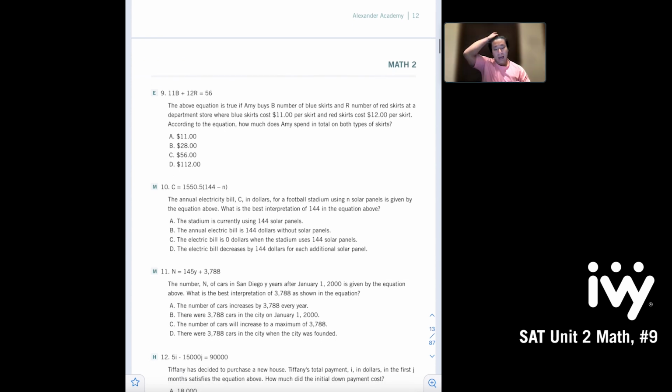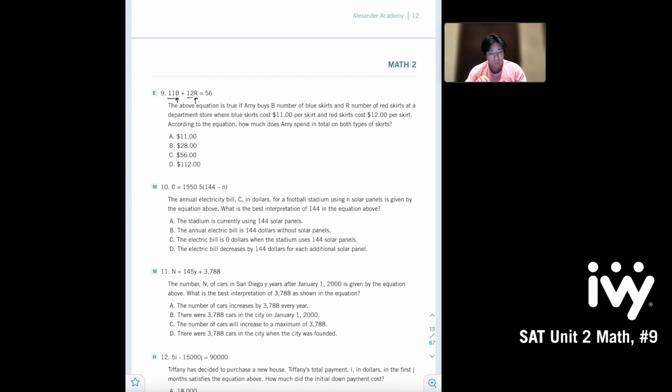Okay, question 9. The equation above is true if Amy buys B number of blue skirts and R number of red skirts at a department store, where blue skirts cost $11 per skirt, so we see that $11 for every blue skirt, and red skirts cost $12 per skirt, so $12 for every red skirt. According to the equation, how much does Amy spend in total on both types of skirts?